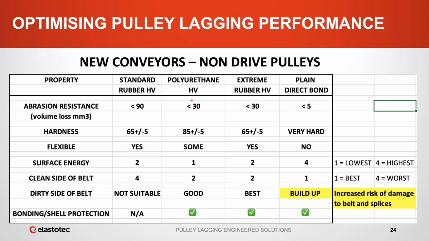The next best for abrasion resistance are polyurethane and extreme rubber lagging, both with abrasion loss of below 30. And if you compare that, a really good quality rubber lagging would be less than 90. An M grade conveyor belt is less than 130.